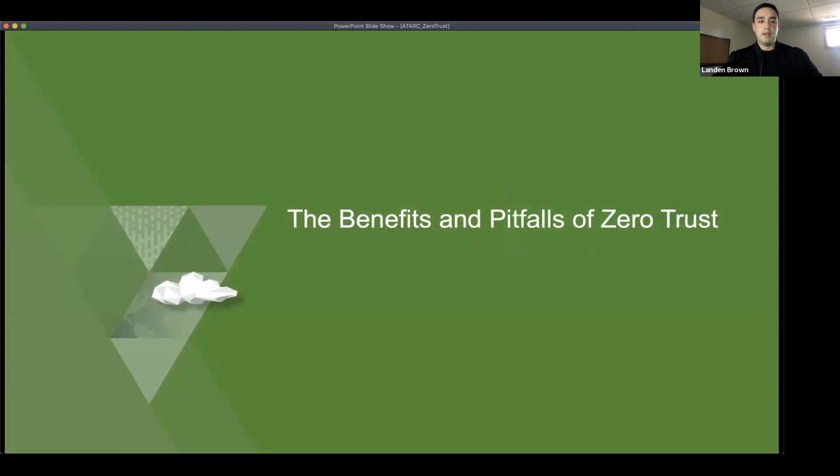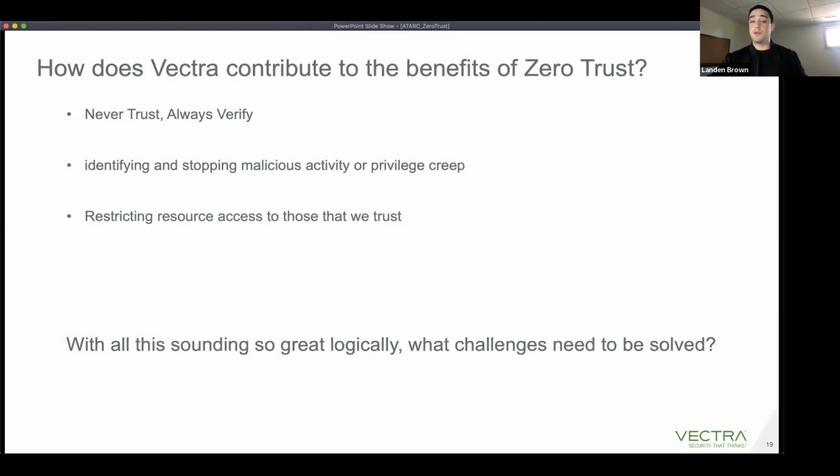And so with this, as we talk about Vectra and pivot over to the purpose of this call, which is the ATARC Zero Trust Lab, what are the benefits and pitfalls of zero trust, and how does Vectra contribute to the benefits of zero trust? Well, we perform that continuous assessment of trust, right? The never trust, always verify approach is very important to us, and something that we do natively with machine learning, right? Identifying and stopping malicious activity or privilege creep, restricting resource access to those that we trust. All of these things fit into the benefit that is provided by zero trust.